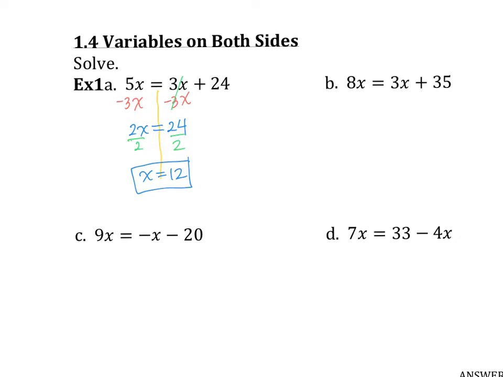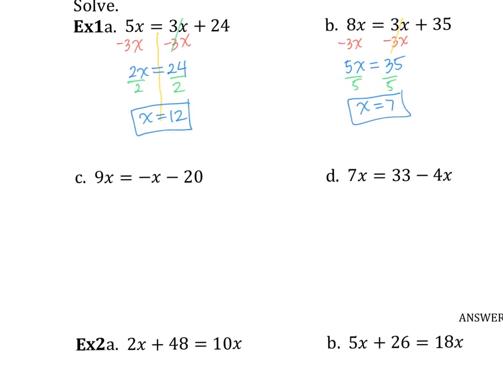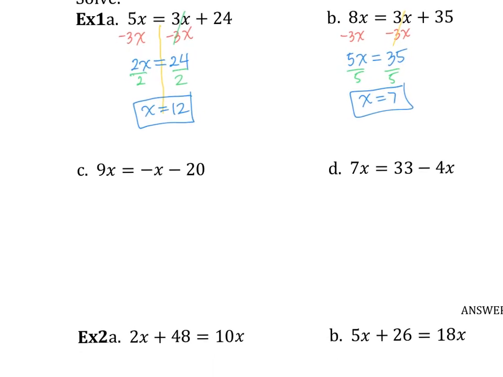Okay, go ahead and copy example B and try it on your own. Pause the video, and then when you're done, check your answer. Unpause so you can check your answer. Okay, for problem B, I got x equals 7. Okay, if you did not get x equals 7, check your work so we can try to find our mistake. Okay, I'm going to go over C, and I'm going to have you try D on your own.